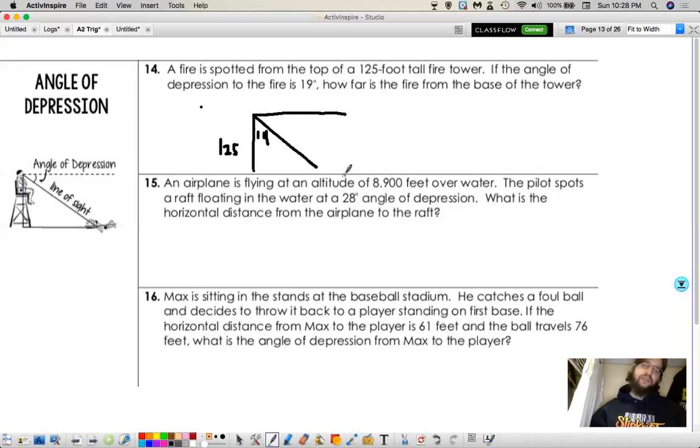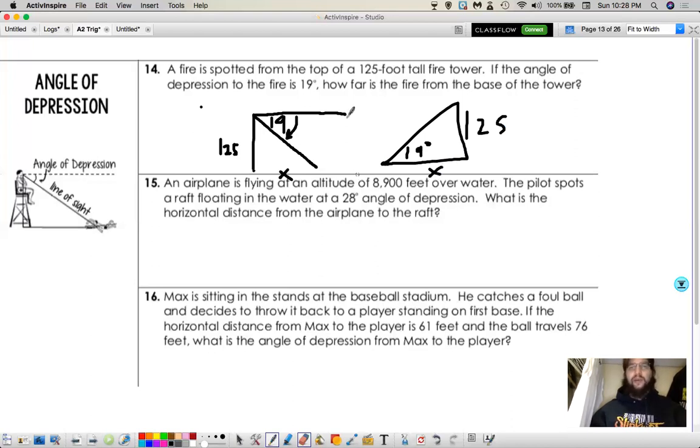Well, that's kind of a terrible drawing, isn't it? This is 19. Always go from the horizontal, like I just said. Going down from the horizontal, that's 19 degrees, and we're looking for x right here. If that's confusing to you, just do this. Here's my angle of elevation or depression, 125 foot tall. How far is the fire from the base of the tower?